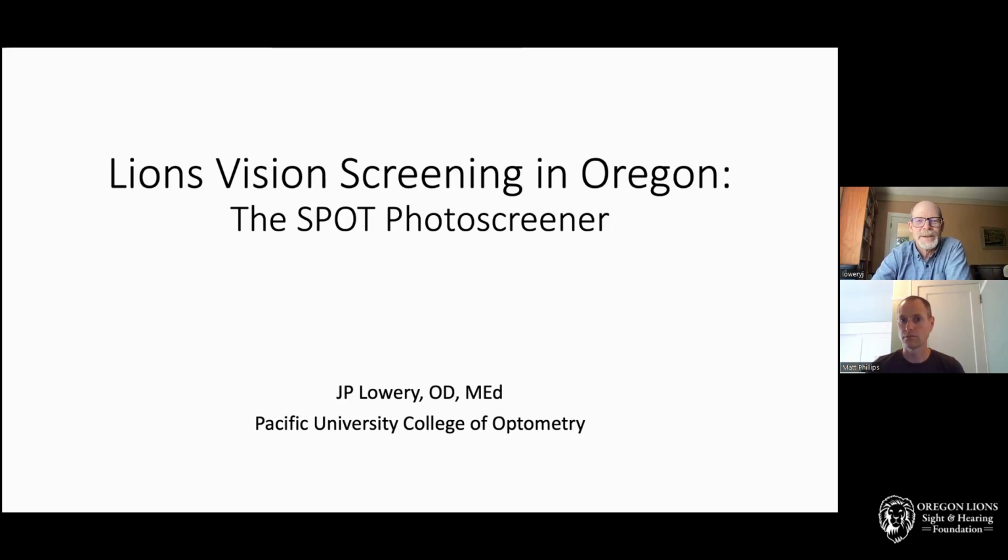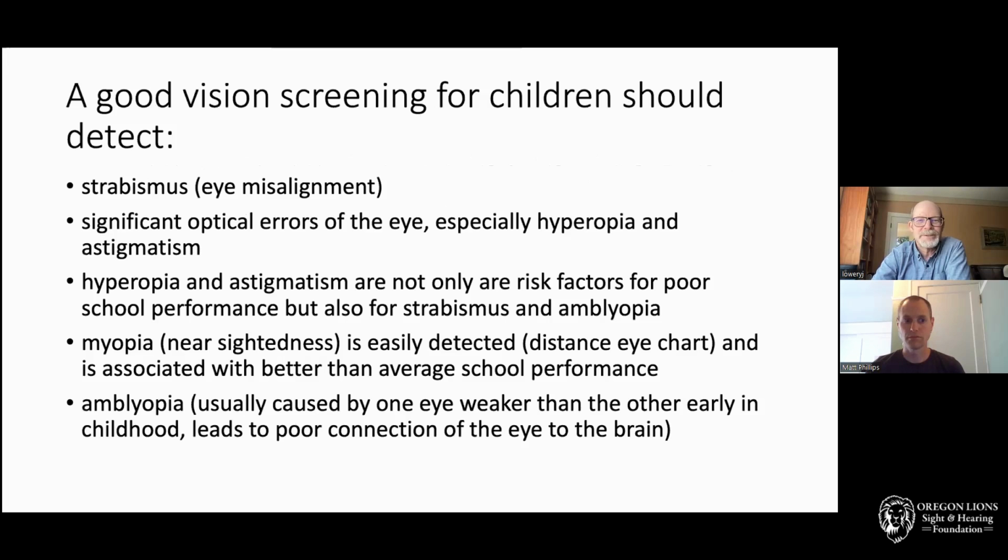And so having an objective way of measuring their eyes and actually detecting vision conditions is a really nice way to go. So let me just take you through a few things to explain what a good vision screening should detect, because there are key conditions we're looking for. We're looking for strabismus, which is an eye misalignment, an eye turn in or out or up. We're looking for significant optical errors of the eye, especially farsightedness or hyperopia and astigmatism, because those are the conditions that tend to cause the most difficulty with learning.